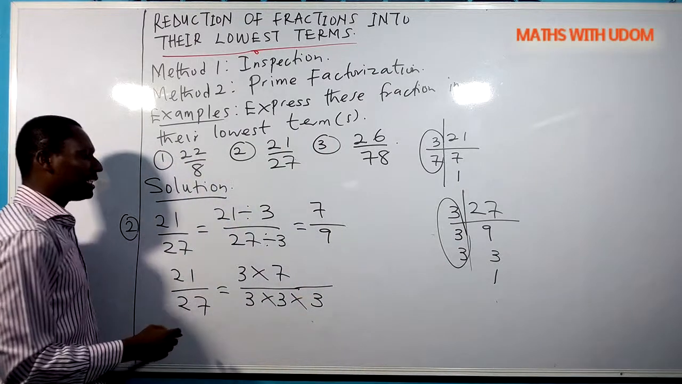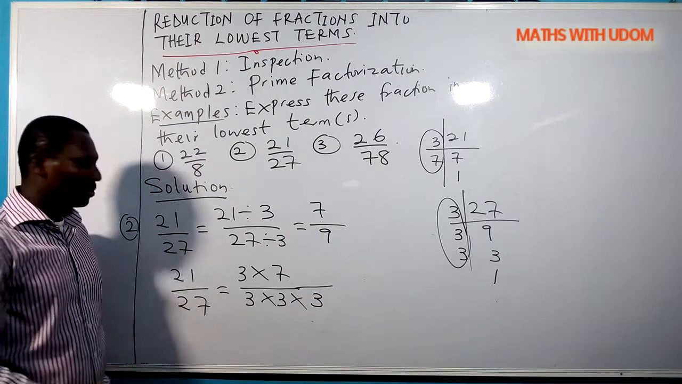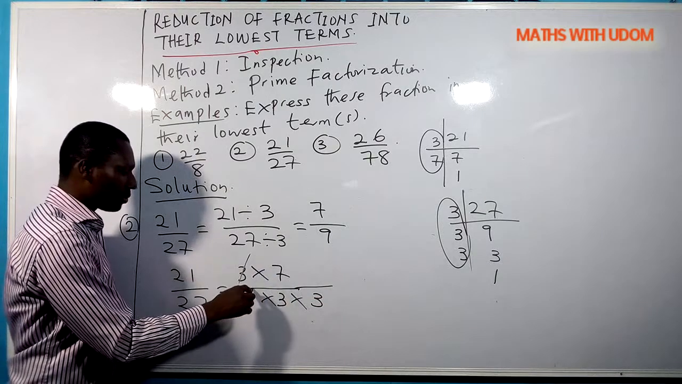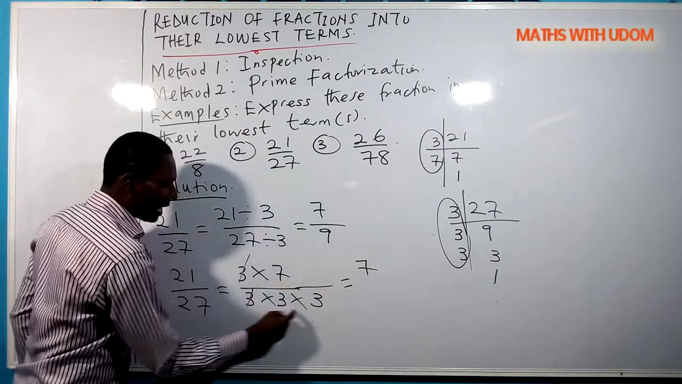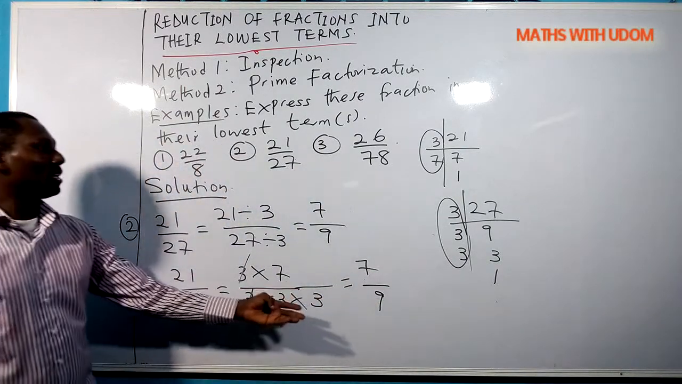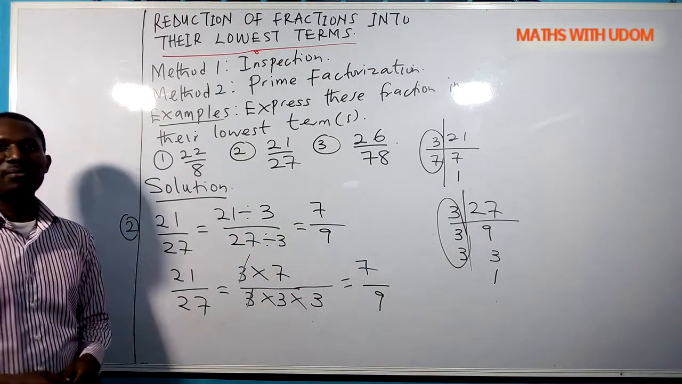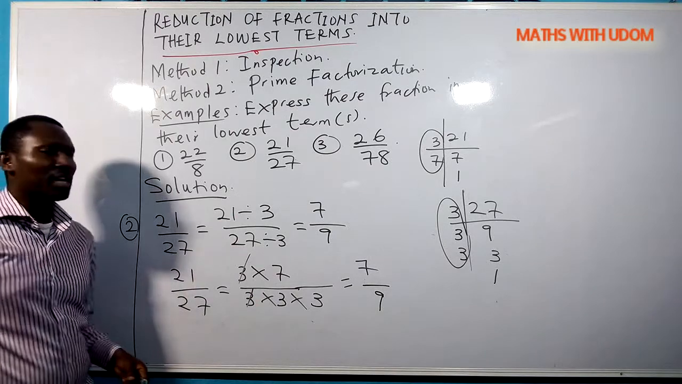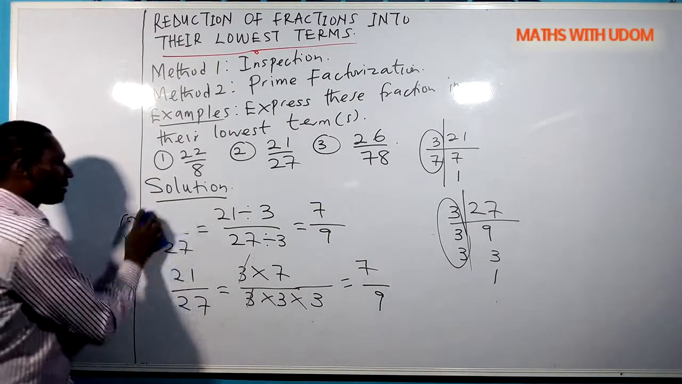So what can divide through the numerator and denominator? 3 is common. So 3 cancels 3. What is left here is 7. Then 3 times 3, I will get 9. You can see we got the same answer for both the inspection method and the prime factorization method. Quickly, we'll move to the third example before our assignments.